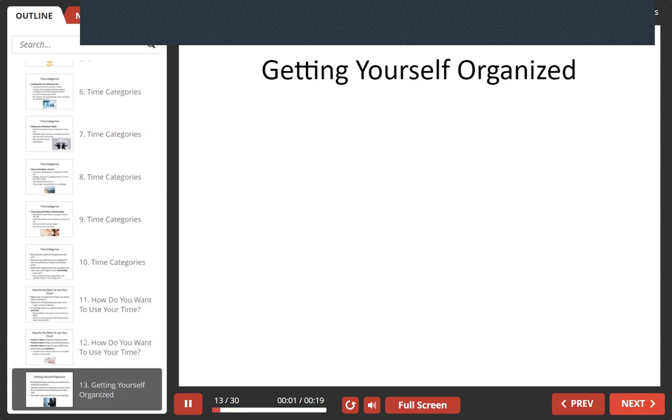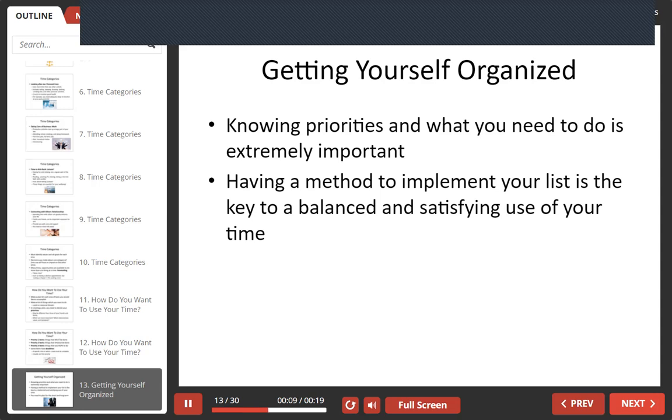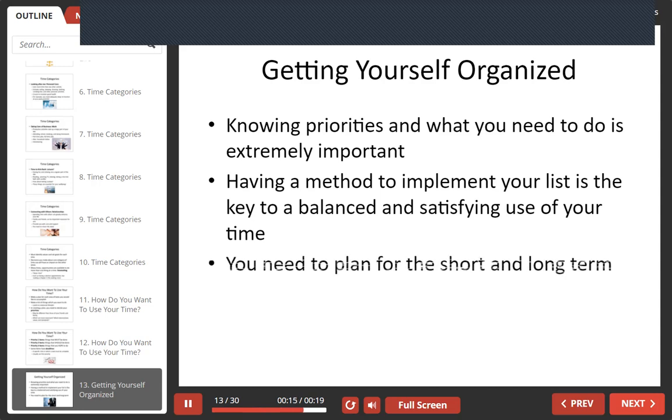Getting yourself organized requires knowing priorities and what you need to do. This is extremely important because having a method to implement your list is the key to a balanced and satisfying use of your time. You need to plan for both the short term and the long term.